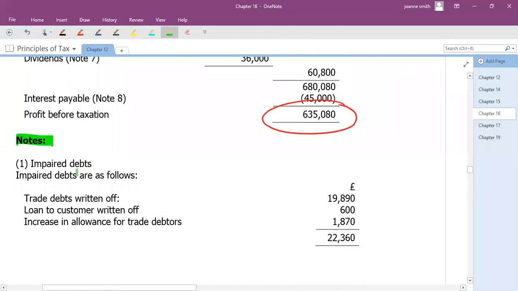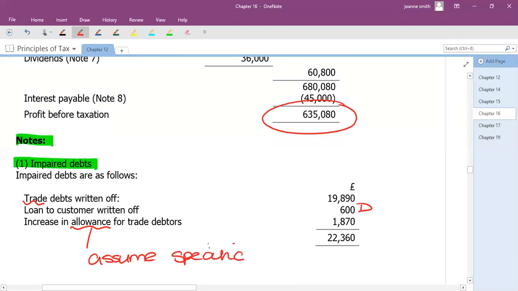Note number 1, we've got some trade debts written off, a customer loan, and the increase in the allowance for the trade debtors. So trade debts written off, well, they're fine because it's to do with our trade, but loans to customers, unless you're a loan company, that needs to be disallowed. Now we've also got an allowance for trade debtors, but it doesn't actually tell us what sort of allowance it is. So we're going to make the assumption that it's specific, i.e. I'm making an allowance for Mr. X or Mr. Y. I know exactly who it is I'm providing for, and I can provide evidence of why I think that customer won't pay.